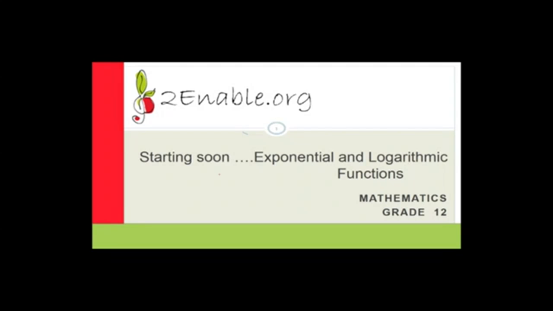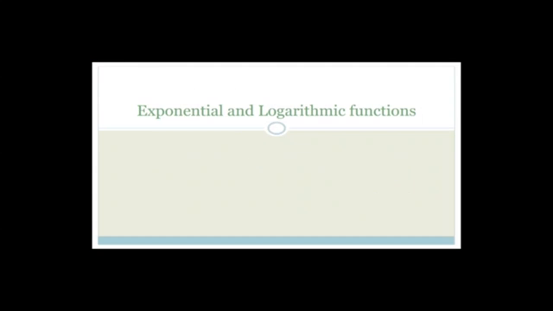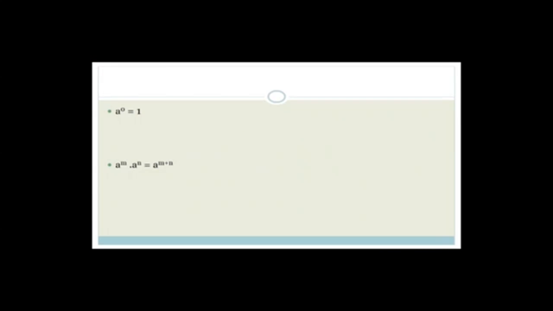And when I say functions, I don't just mean graphs, I mean functions. In other words, everything to do with it. So let's get going. First of all, you need to know your rules. So anything to the zero is one, and that is an important rule. Anything to the zero is one.